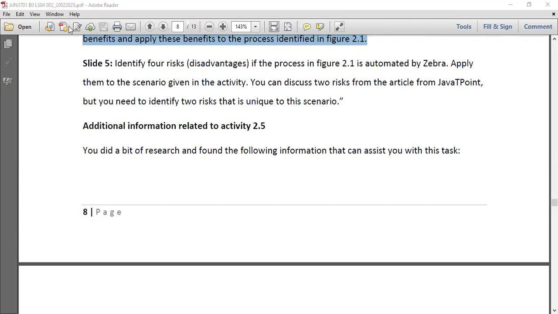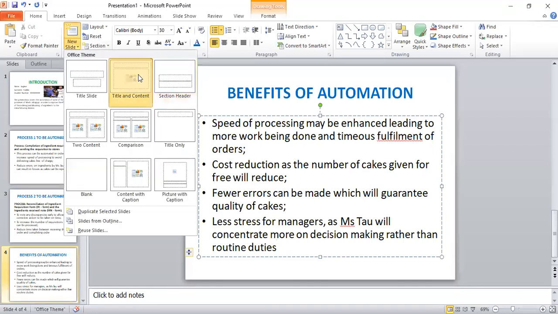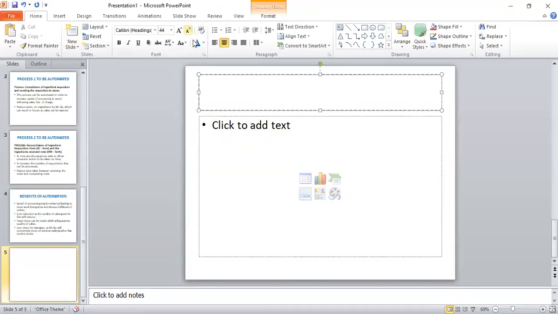So we can say disadvantages of automation.